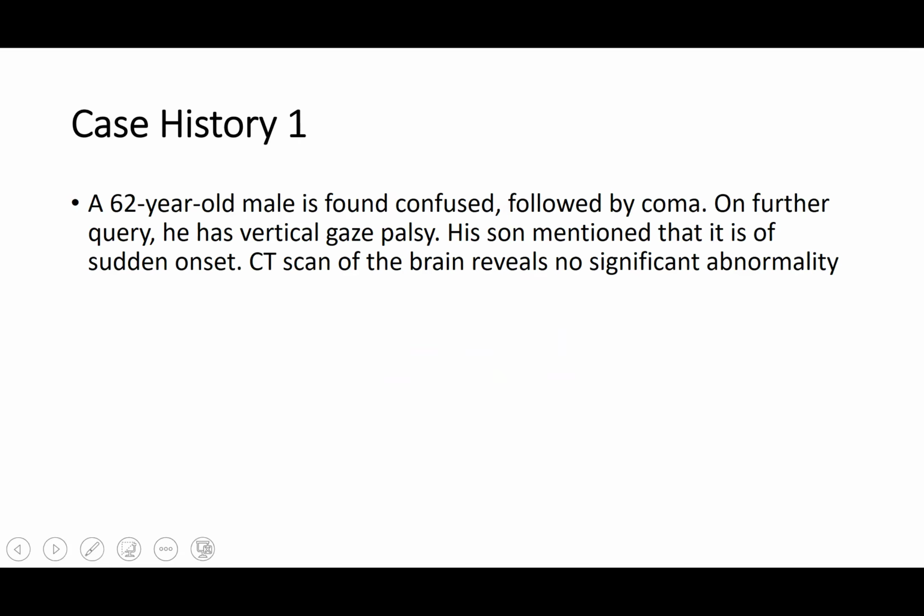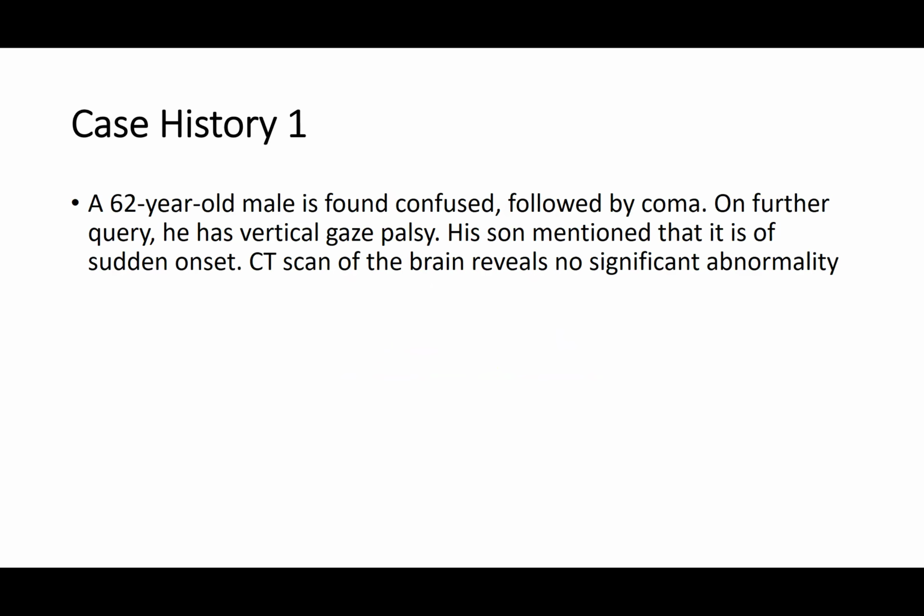Today, we are going to have a discussion about two important case histories. The first case history is that a 62-year-old man is found to have confusion followed by coma. On further query, he has vertical gaze palsy. His son mentioned that it is of sudden onset, and a CT scan was done, which reveals no abnormality.